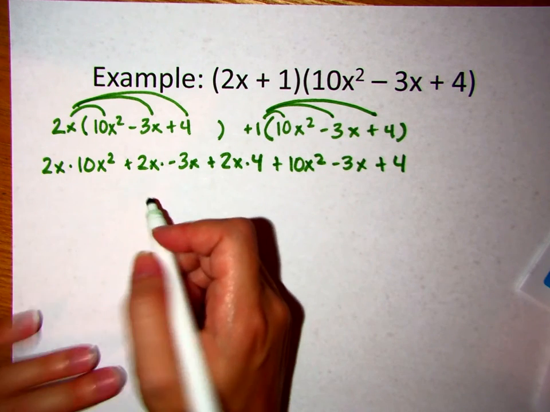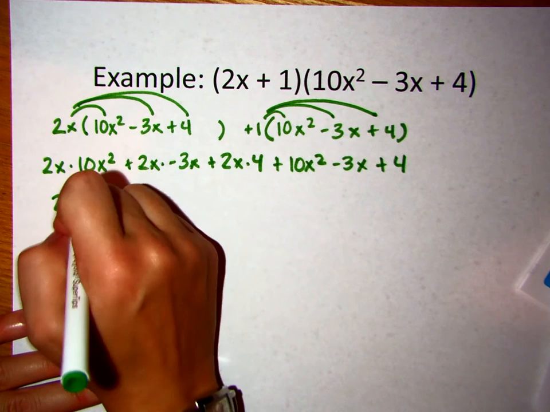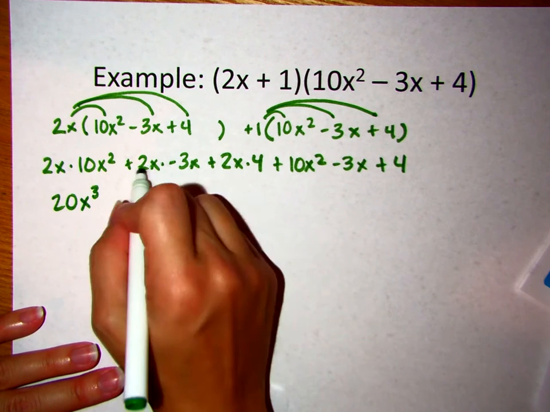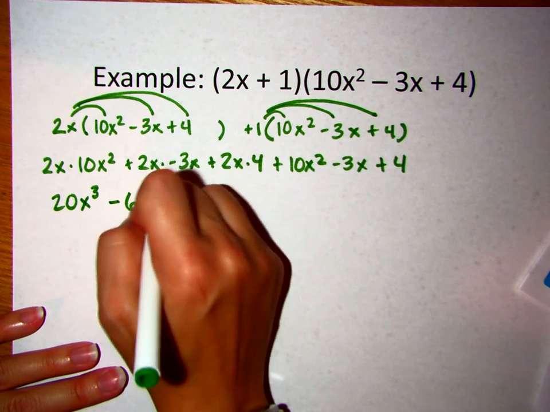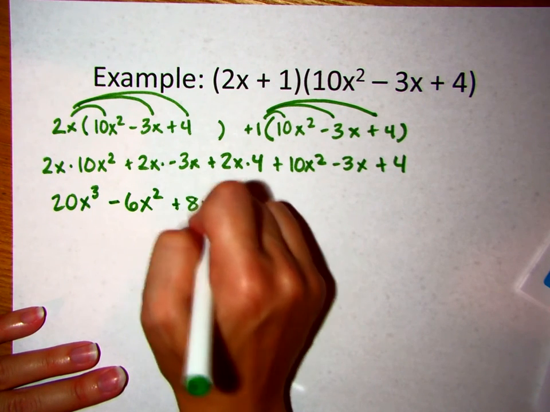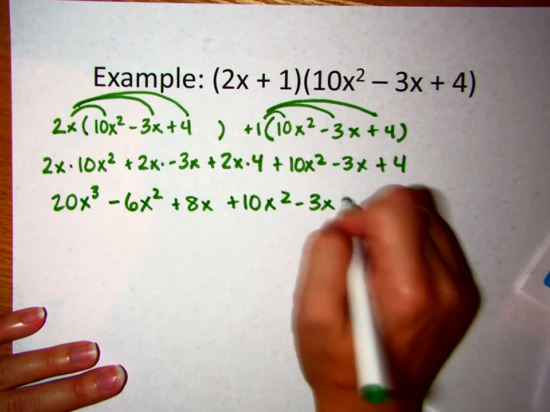So then from here, we just clean this up. 2 times 10 is 20. x times x squared, add your exponents. 1 plus 2 is 3. Then we have 2 times negative 3, which is negative 6. x times x is x squared. Then we have 2x times 4, which would be 8x. And then we just bring everything else down because we're done. We already multiplied that 1 through.